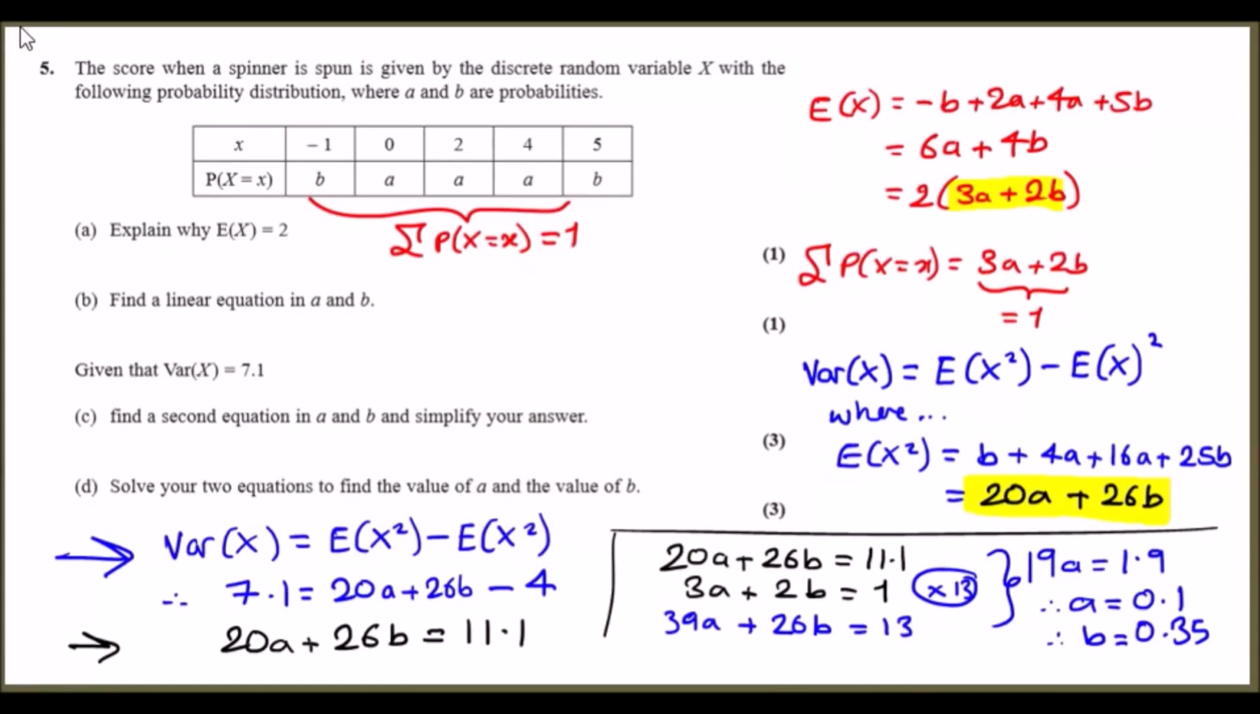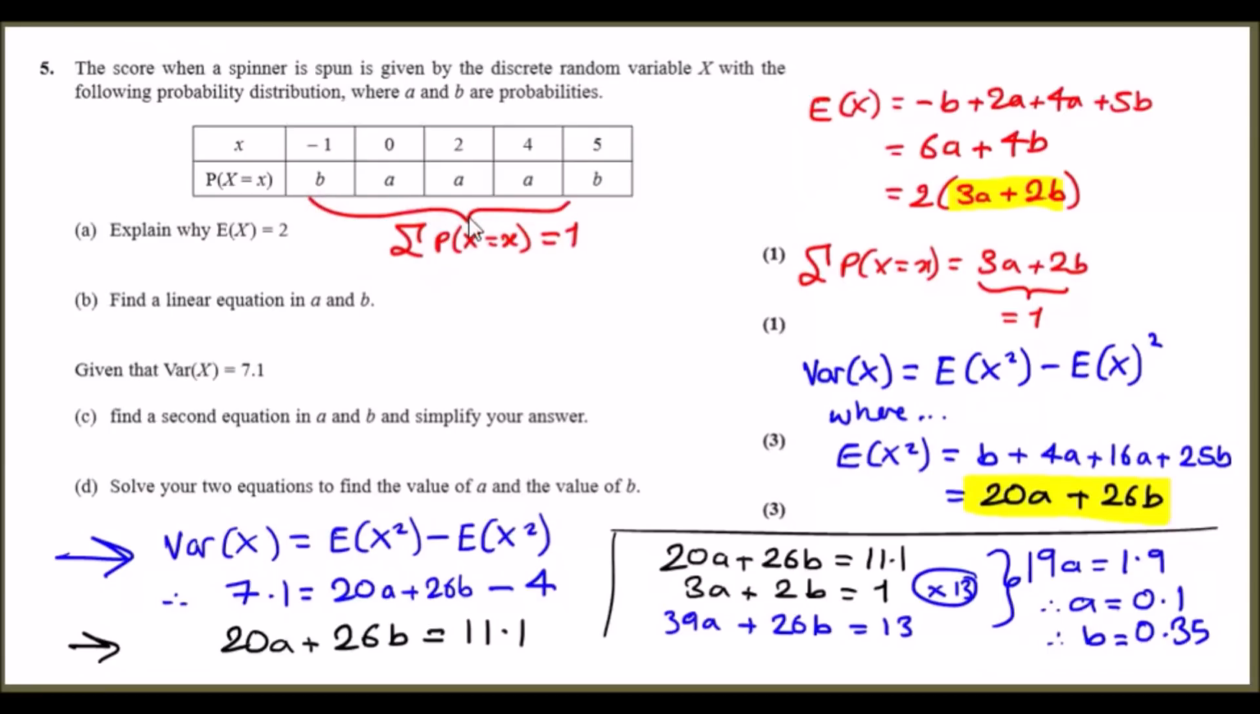Okay, number 5. So the score when a spinner is spun is given by the discrete random variable X with the following probabilities. Alright, so it looks like we've got 5 points here, and the probabilities are unknown, where you got B, 3 A's and another B. Now the first thing you should always do for these kind of questions is always form an equation, yeah?